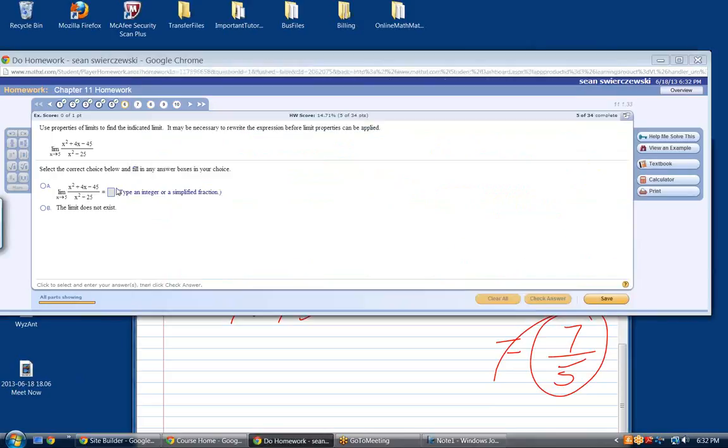Okay, so that is 7 divided by 5, like that.